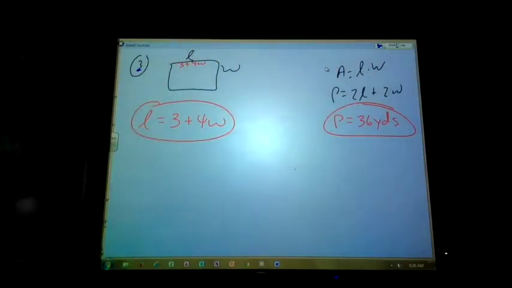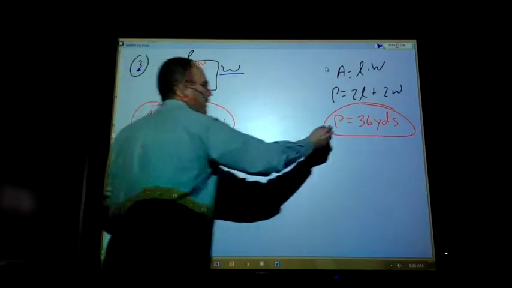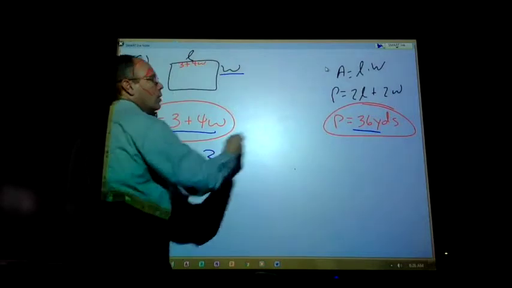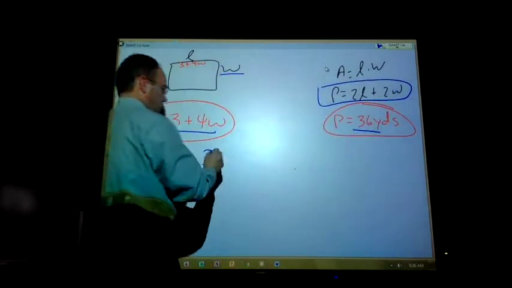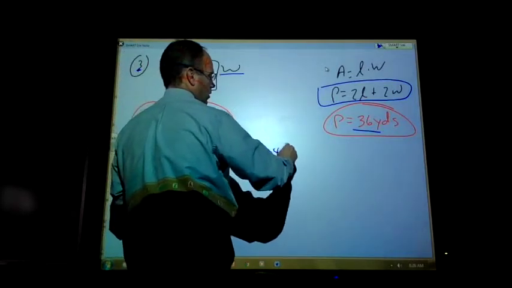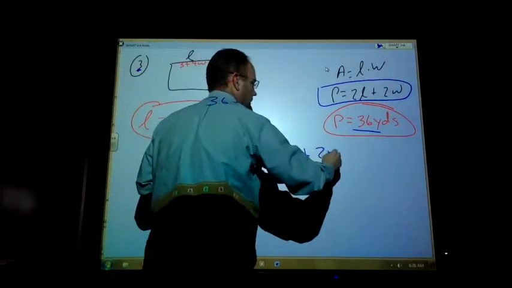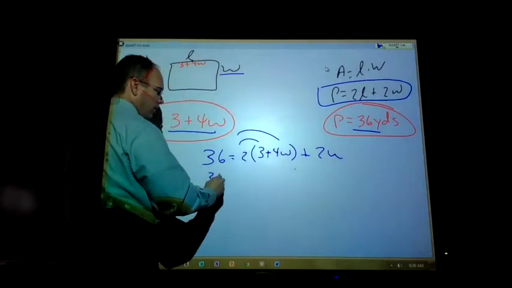Okay. So I think if I do this and this and this, I'm going to plug into this. So I have 36 equals 2L, which is this, and then 2W. And I think that I heard you saying all of this.